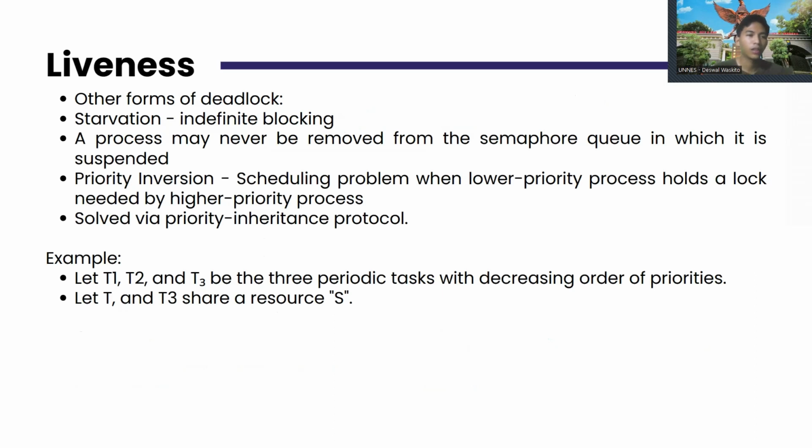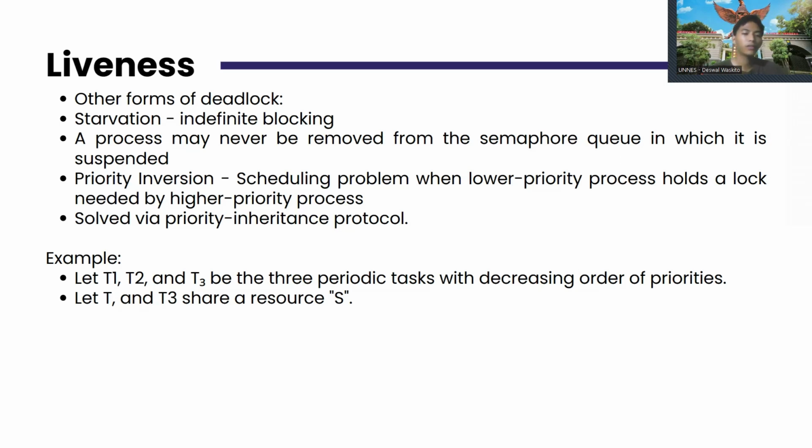Liveness. The other forms of deadlock: starvation, indefinite blocking. A process may never be removed from the semaphore queue in which it is suspended. Priority inversion, a scheduling problem when a lower-priority process holds a lock needed by a higher-priority process. Solved with the priority-inheritance protocol. Example: let T1, T2, and T3 be three periodic tasks with decreasing order of priorities.